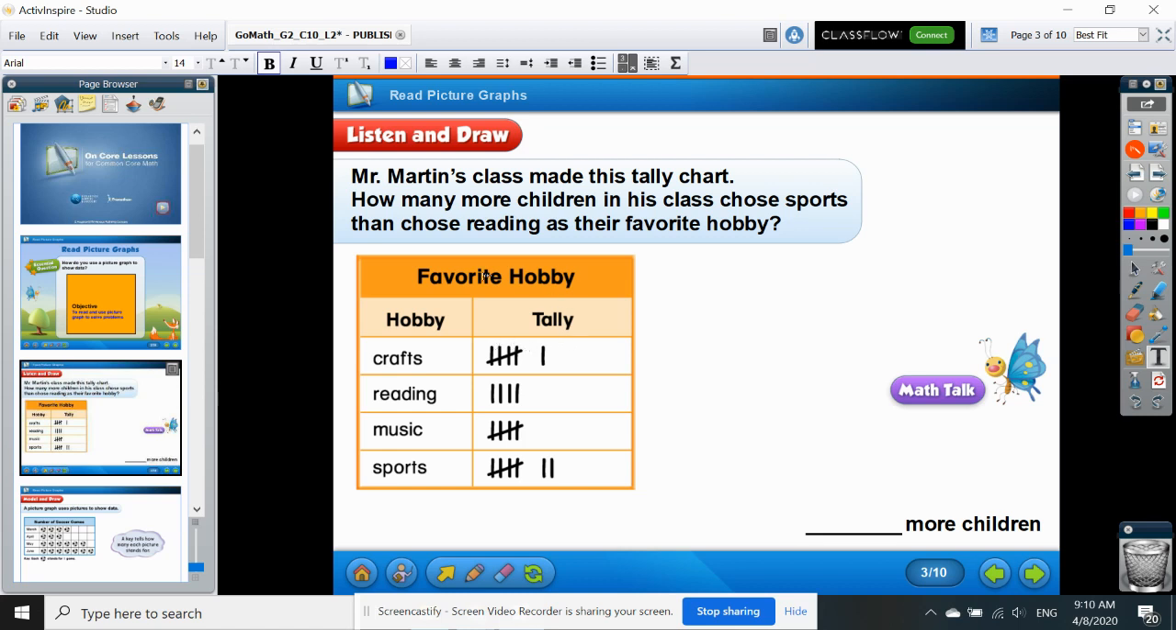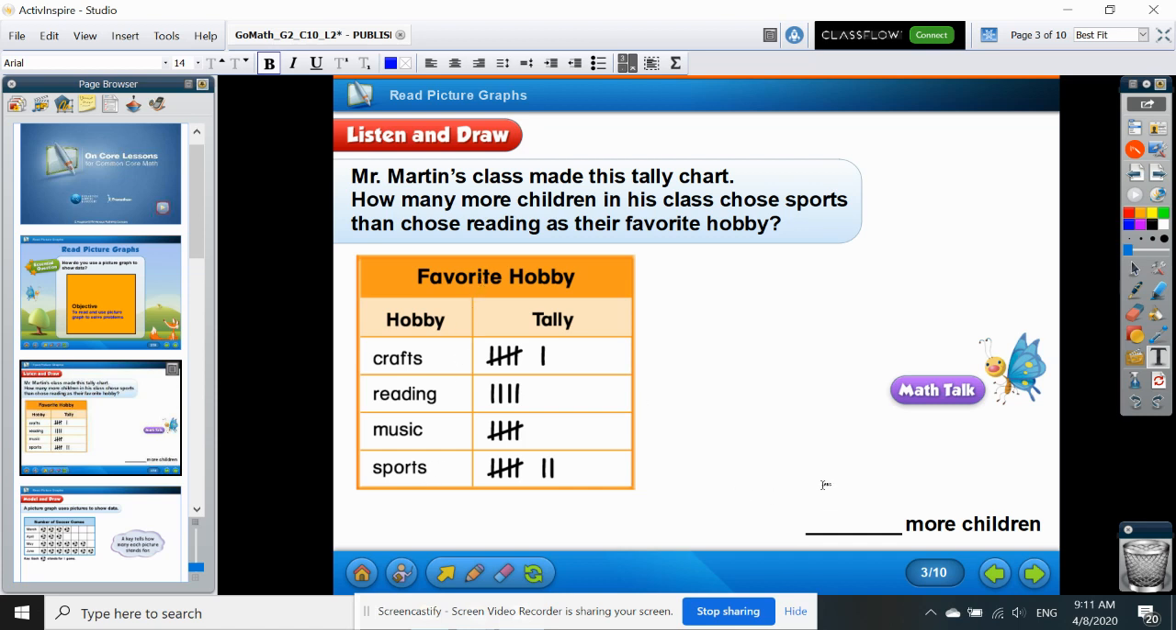So now, just a revision. If you remember, this is what we took last lesson, lesson 10.1. What do we call this? We call it a tally chart. In a tally chart, we use tally marks to record data, right? So, for example, here we have 5 people whose favorite hobby is, 6 people whose favorite hobby is craft. We have 4 people whose favorite hobby is reading, 5 people whose favorite hobby is music, and 5, 6, 7 whose favorite hobby is sport.